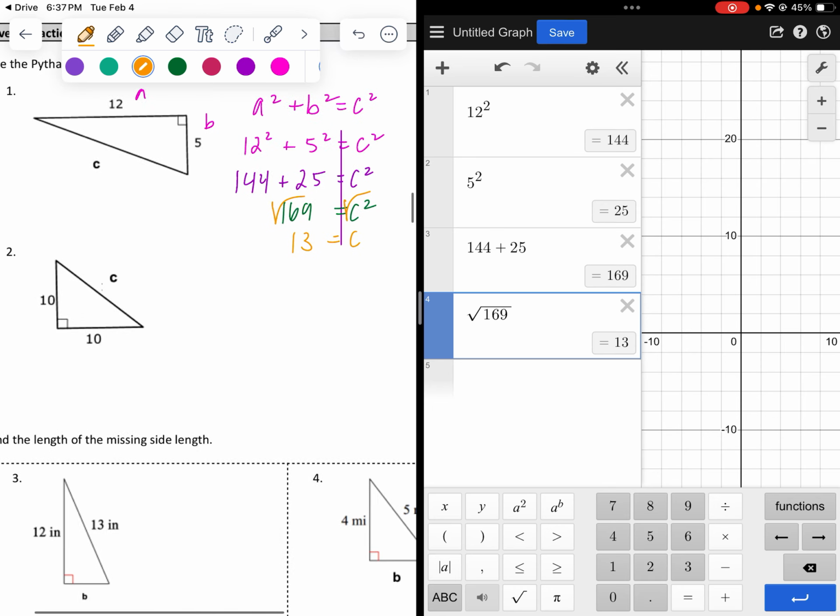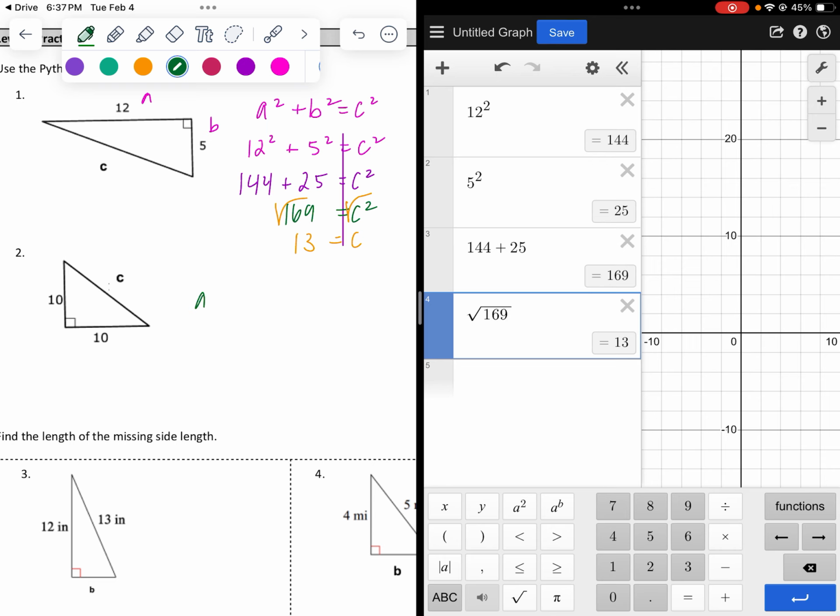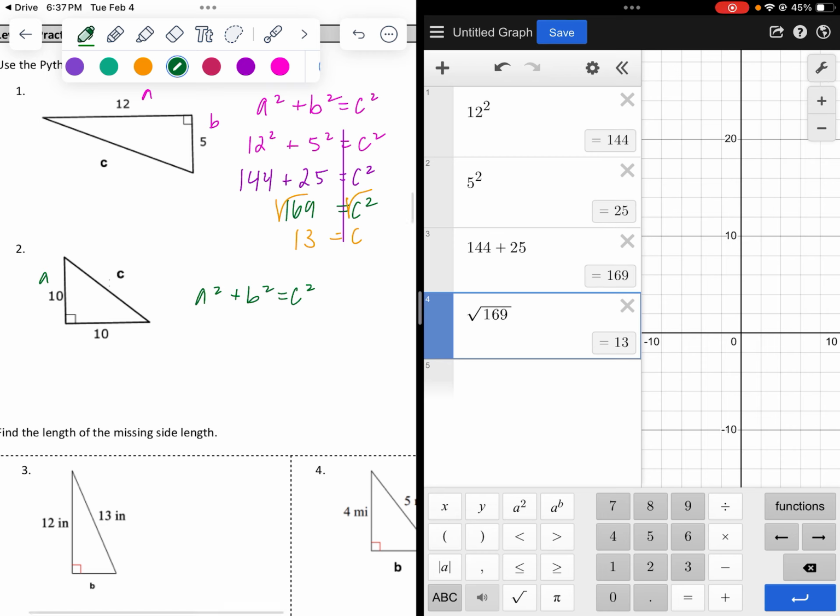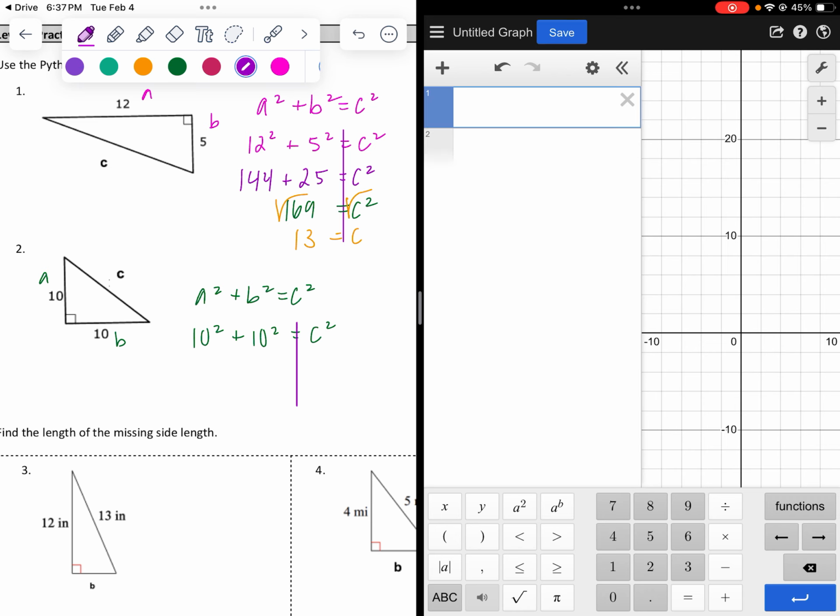Okay, same exact thing for number 2. I'm going to write a squared plus b squared is equal to c squared. It looks like I have a and b. So my a is 10, so I have 10 squared plus my b, which is also 10, is equal to c squared. I have to solve 10 squared, or in other words, 10 times 10 is 100. So I have 100 plus 100 is equal to c squared. 100 plus 100 is 200, equal to c squared. And same exact thing, I'm going to take the square root of both sides. I don't know what the square root of 200 is, so I am going to plug it in my calculator.